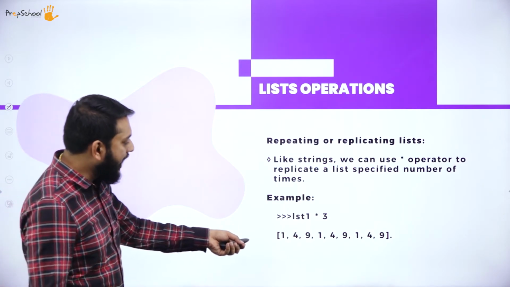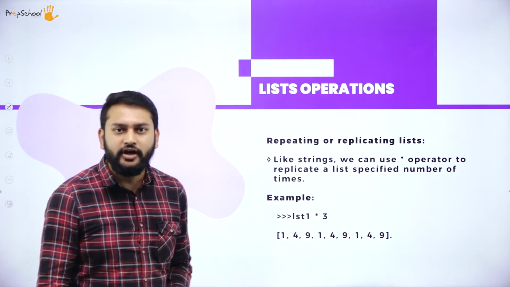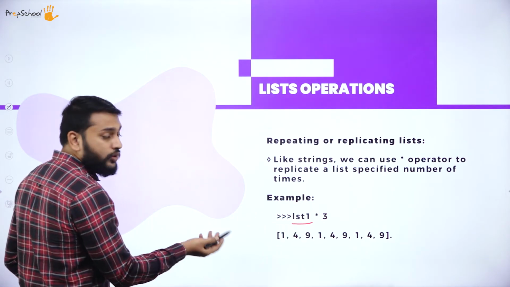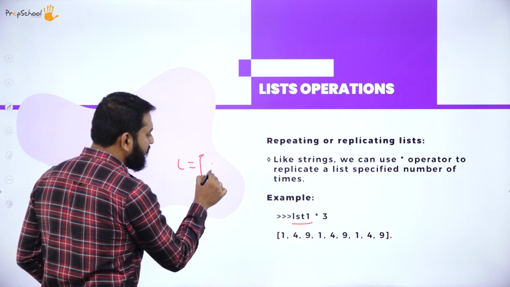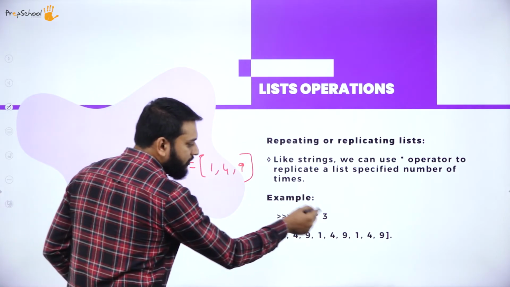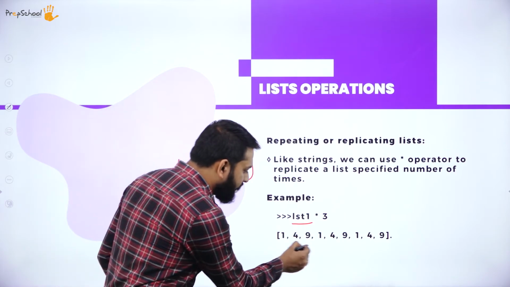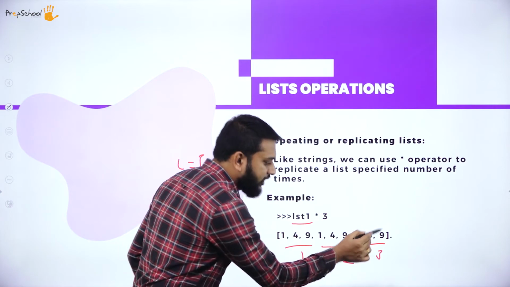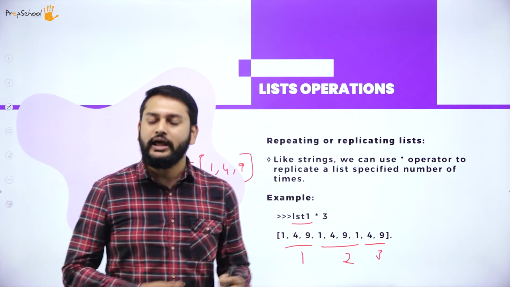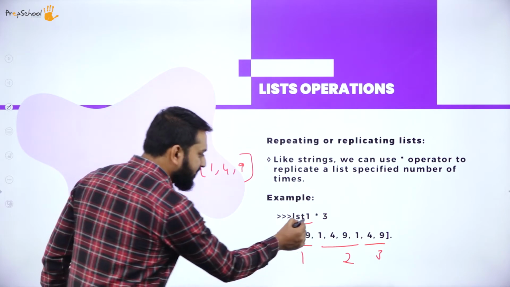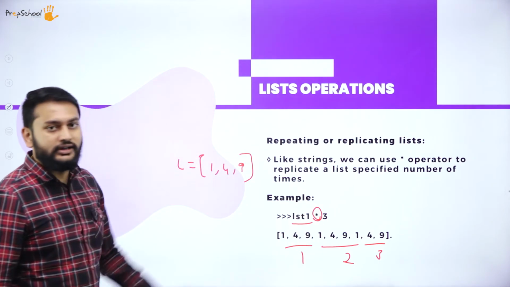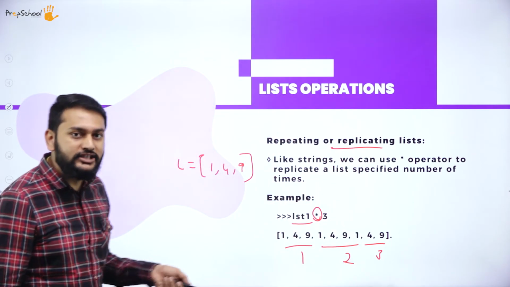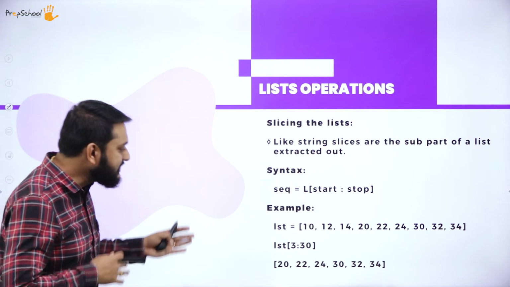So in the same way, I have a replicator operator, which I have already discussed. So list 1, what is the value that I have in the list 1? I have 149. So if I perform into 3, then 3 times you have 149, 149, 149. So this is the first time, second time, third time. This is how you will be multiplying the content. With the help of this, I will call it a repeating or replicator operator.